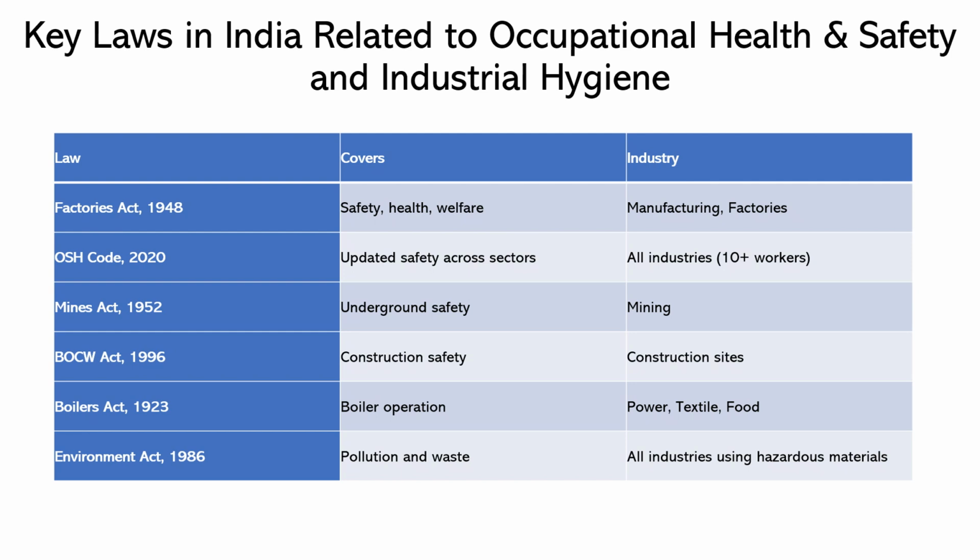A simple example I want to give is that workers in coal mines must wear helmets and breathing masks, and they should have access to emergency evacuation procedures. Okay. Next one is the Building and Other Construction Workers Act 1996. The purpose of this act is to regulate safety and welfare of construction workers.